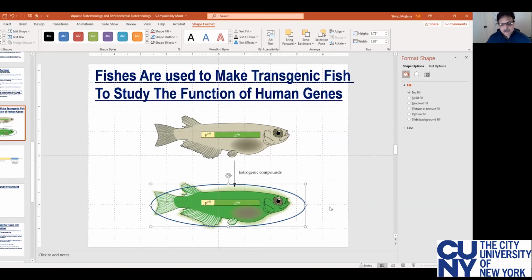This is a very small chapter on aquatic biotechnology. But for generating fishes as a research tool, we must understand an earlier chapter, which is on recombinant DNA technology. Okay, so we finish this chapter.